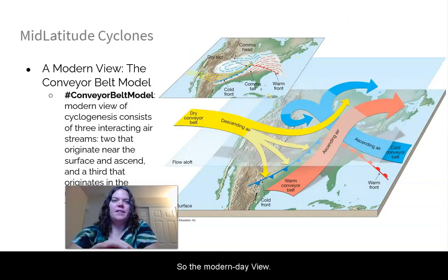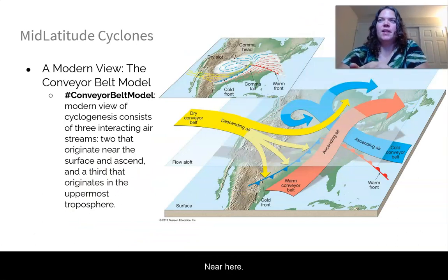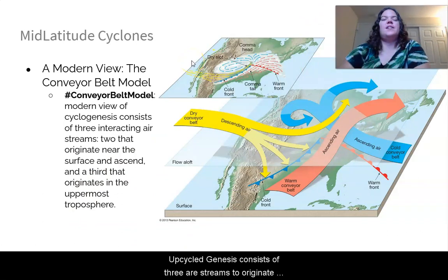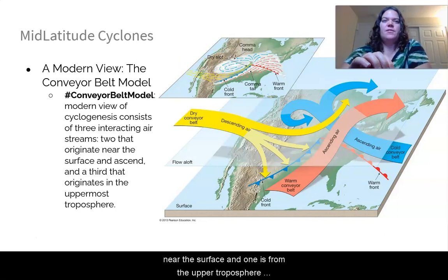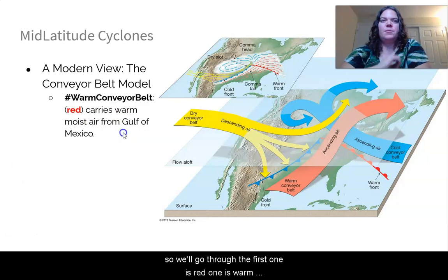So the modern day view of cyclogenesis consists of 3 airstreams. 2 originate near the surface, and 1 is from the upper troposphere. So we'll go through these one at a time.